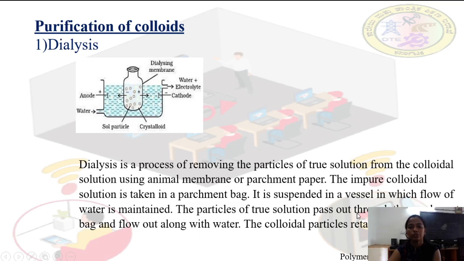The particles of the true solution pass out because their particle size is very small, so they can pass through the parchment membrane and flow out along with the water. The colloidal particles are retained in the bag. If the true solutions have passed out along with the water, what remains here? The colloidal particles. This is the method. Mainly we use a dialysing membrane, animal membrane or parchment membrane.